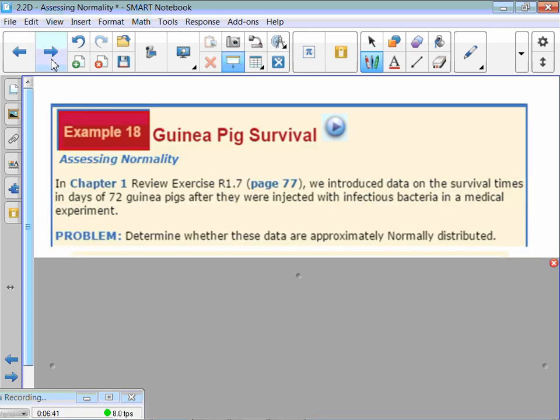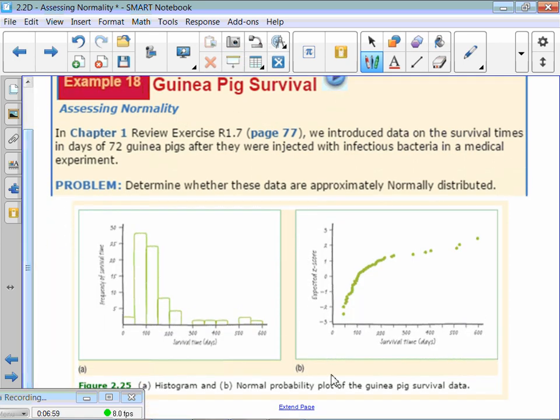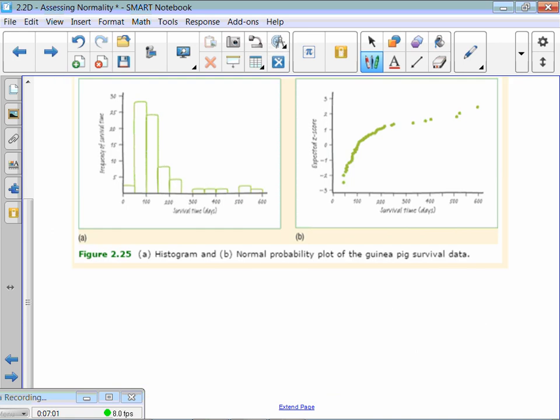So here's an example of something you might see. We introduced the data on survival times in days of 72 guinea pigs after they were injected with an infectious bacteria. Determine whether these data are approximately normally distributed. By looking at the histogram and the normal probability plot, would you say that the guinea pig death rate is normally distributed? No, it's skewed right. Look at the graph, skewed right. And this is not linear, it curves to the right. And so you would say no.